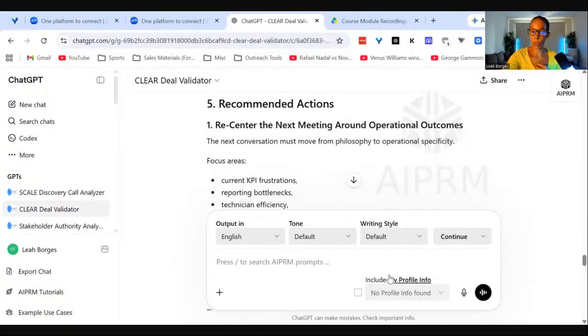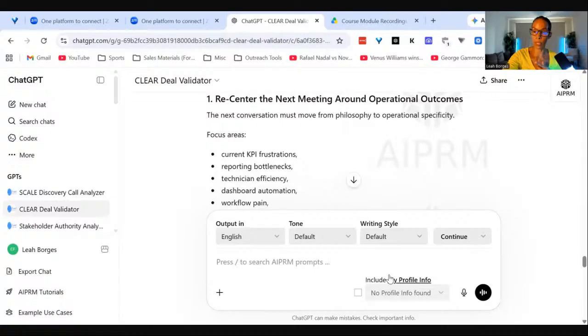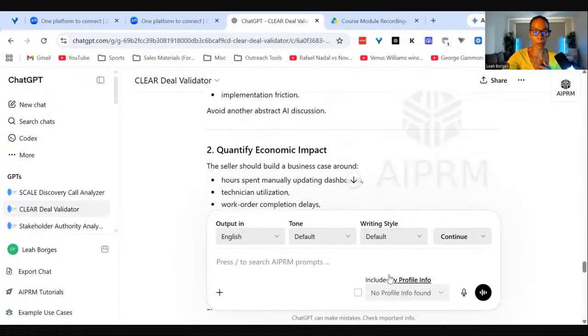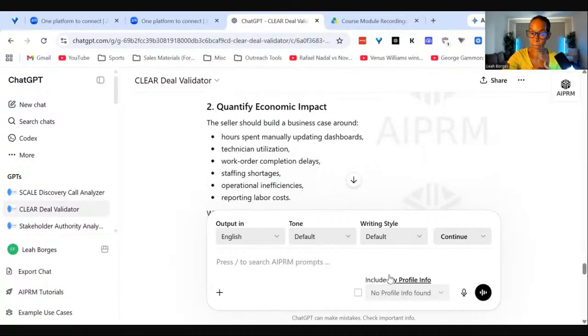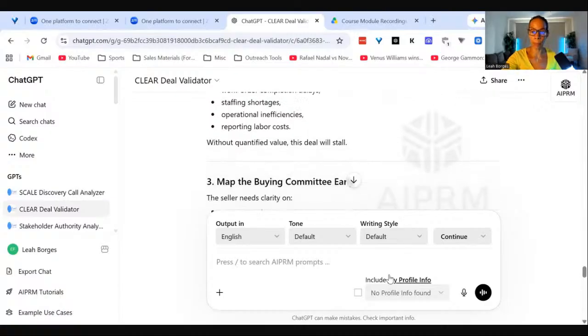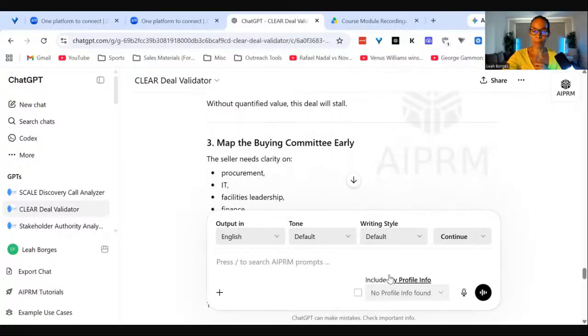The tool is going to give you recommended actions. So recentering the next meeting around operational outcomes, which is some of what the buyer's concerned about. Quantify economic impact. So building a business case around these things that the buyer said was really important. Without quantified value, this deal will stall. It's telling you, you don't have a real deal here unless you go back and do these things.